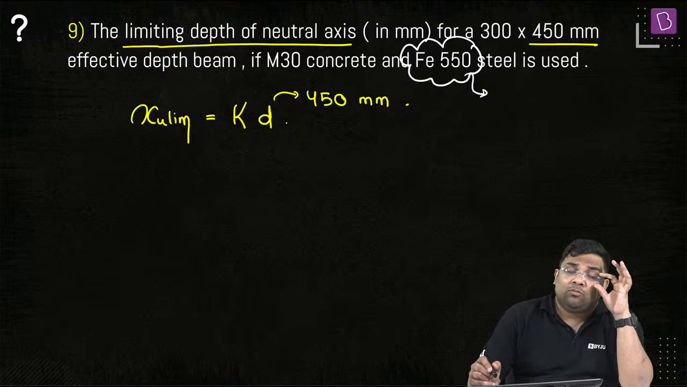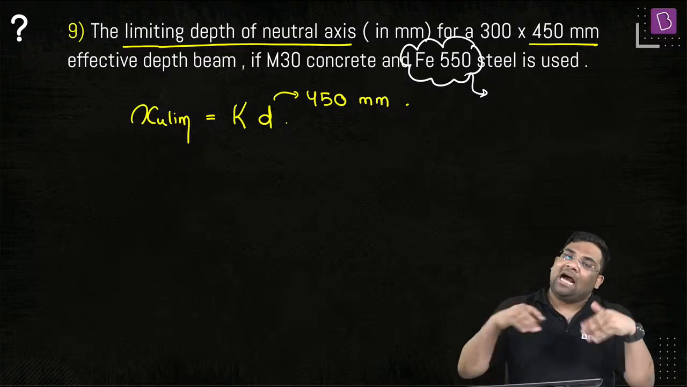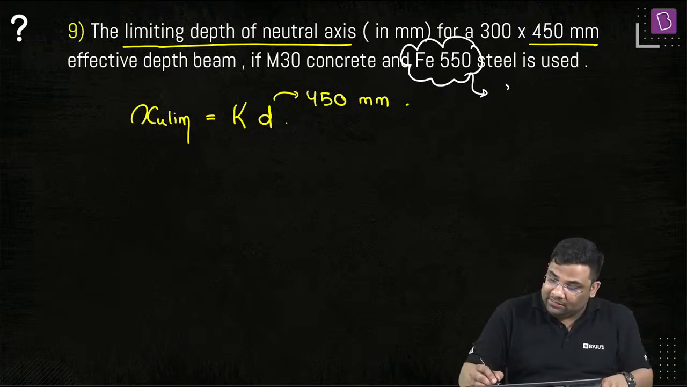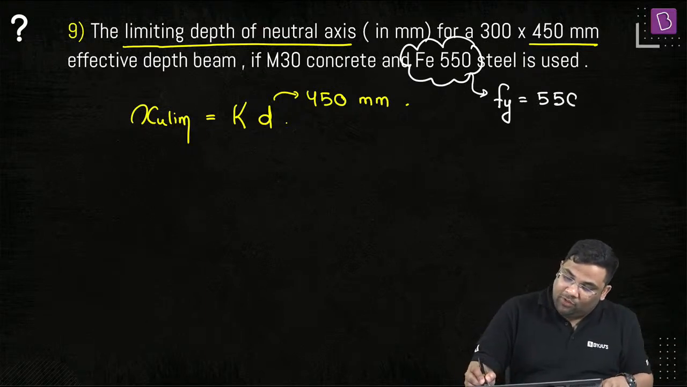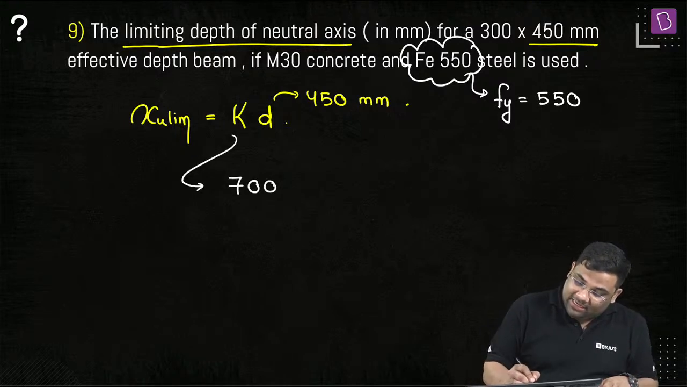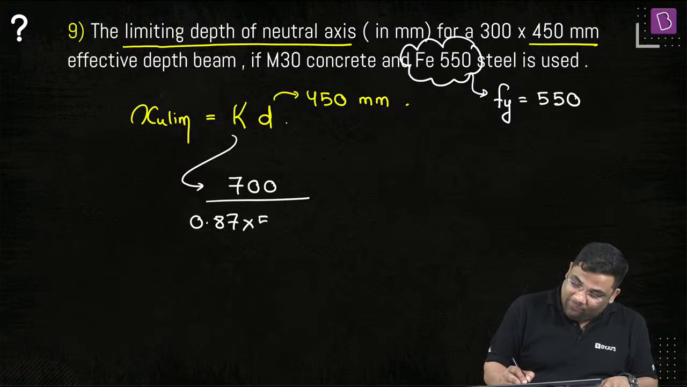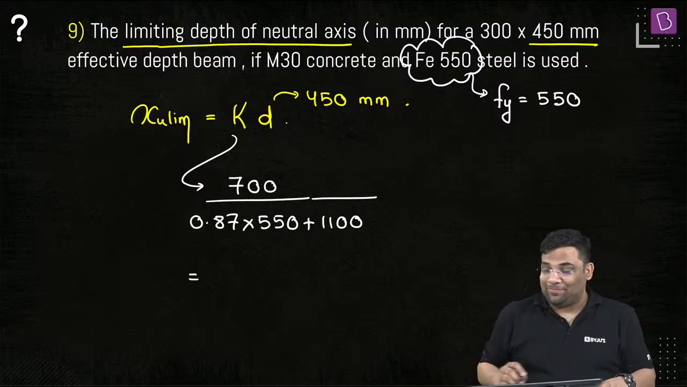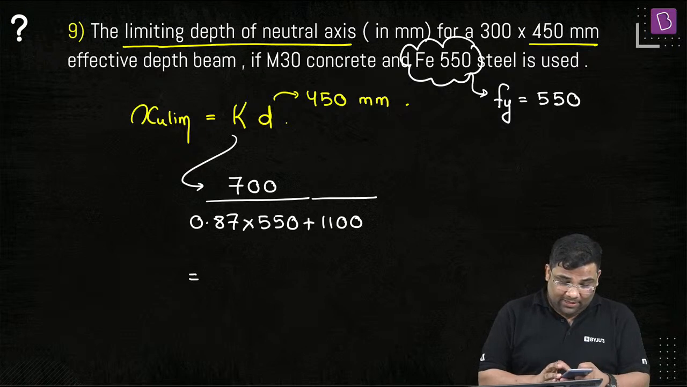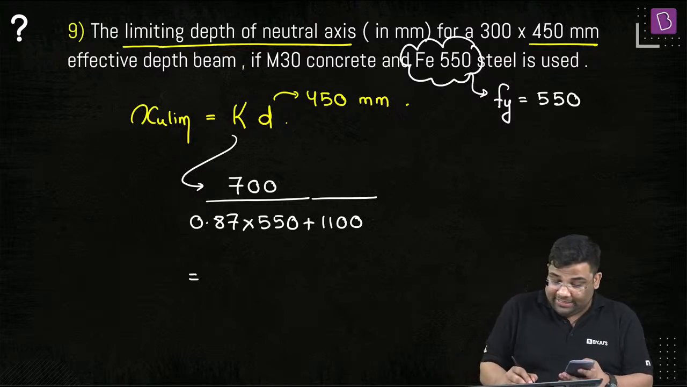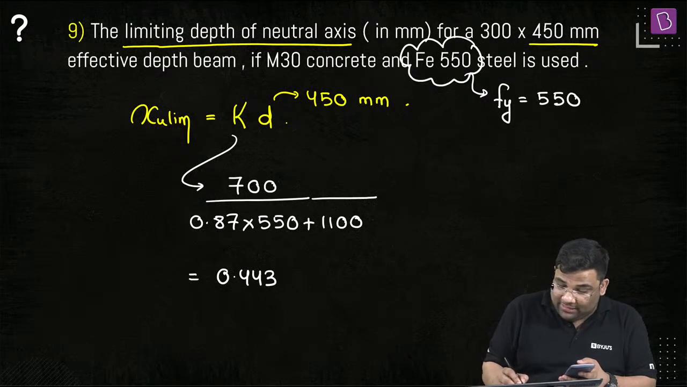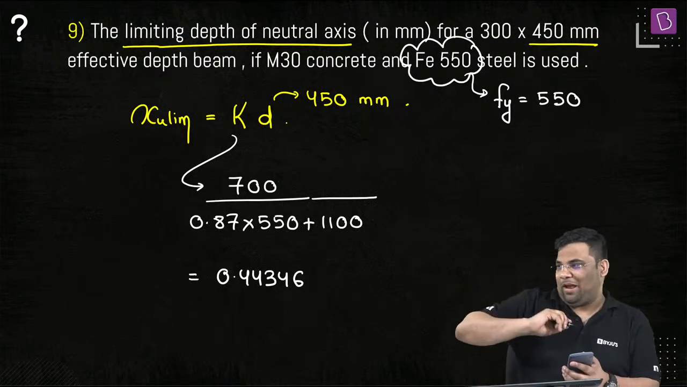Fe415 and Fe500, because most of the times they ask you these three grades only, but they might ask some other grade, right? If they ask some other grade, then just take that as Fy, and you know the formula of K, na? What's the formula of K? 700 divided by 0.87 into FY plus 1100. You can use this formula and then you can give me the actual limiting. If you use this, how much are you getting for K? You'll get 0.87 into FY plus 1100. Then whatever I'm getting, I'll divide 700 by that. I'll get 0.443. K is 0.44346, suppose. Let us take the accurate value.